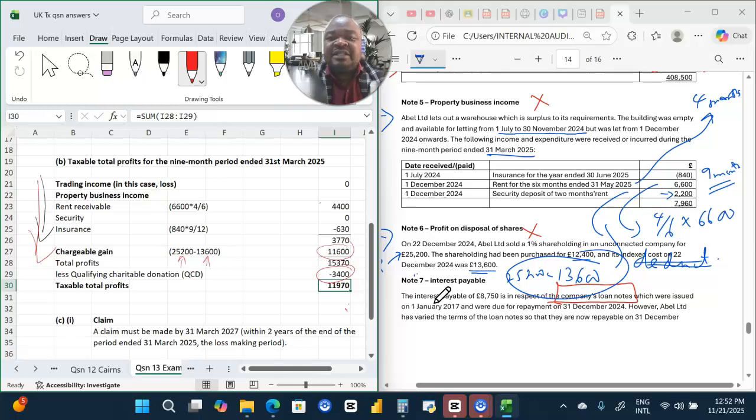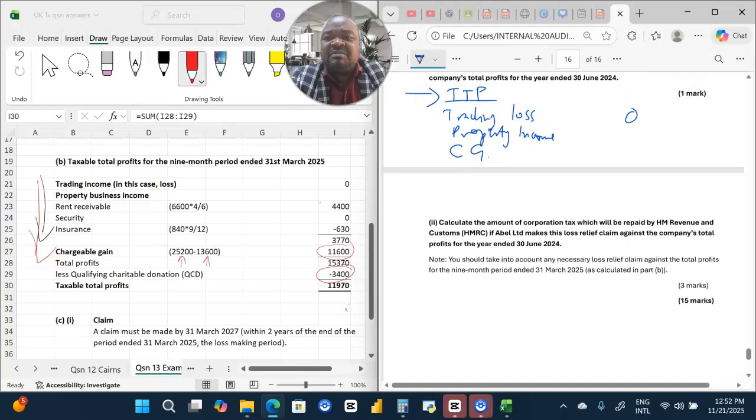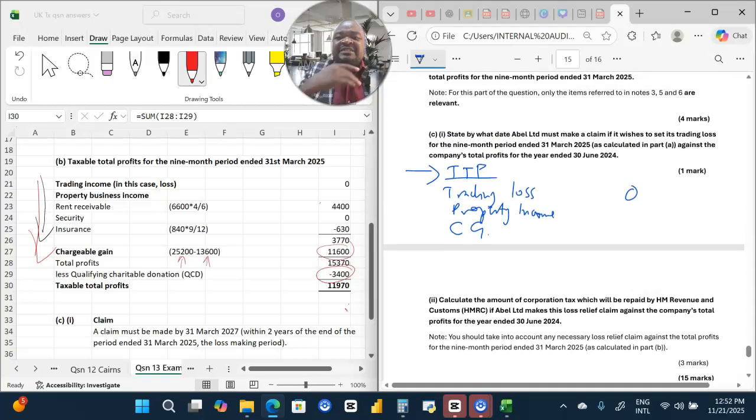Okay. Now let us complete the question on part C. State by what date Abel Limited must make a claim if it wishes to set its trading loss for the 9-month period ended 31 March 2025, as calculated in Part A, against the company's total profit for the year ended 30 June 2024.